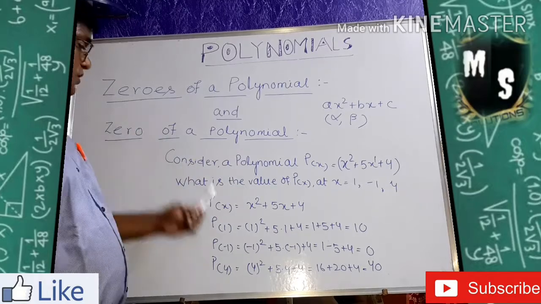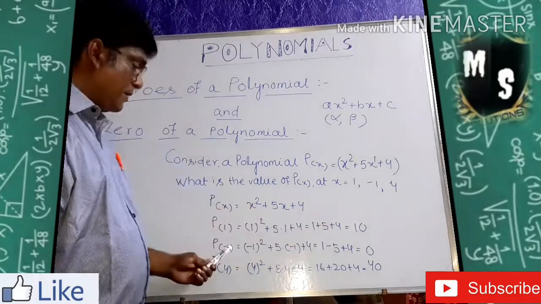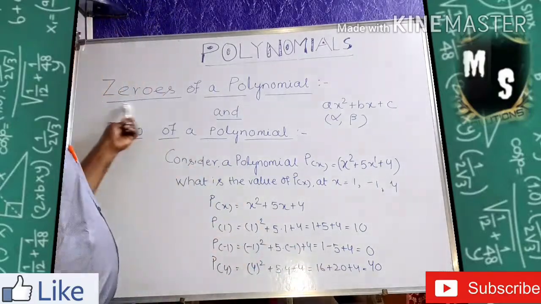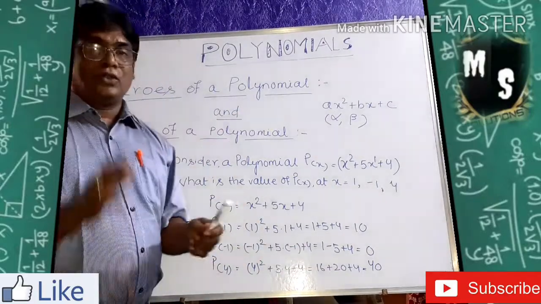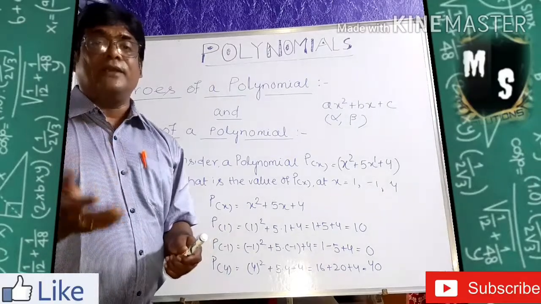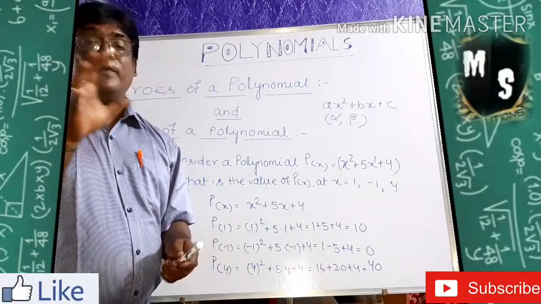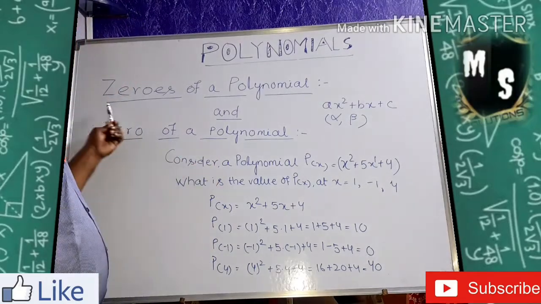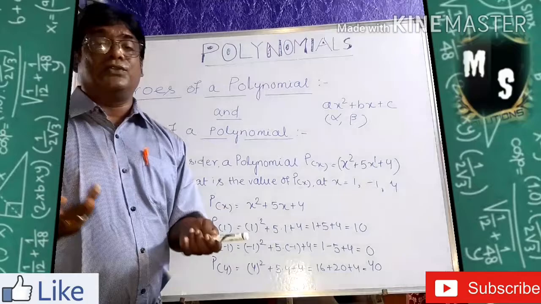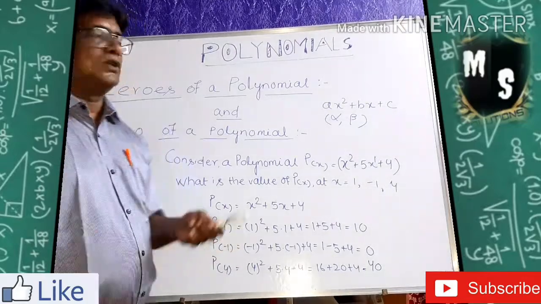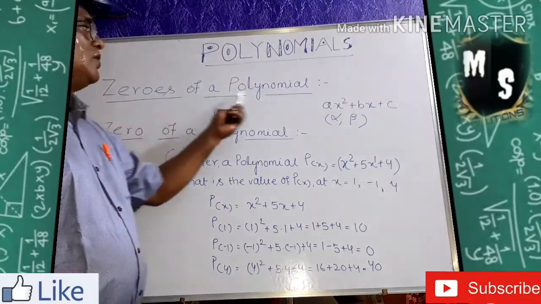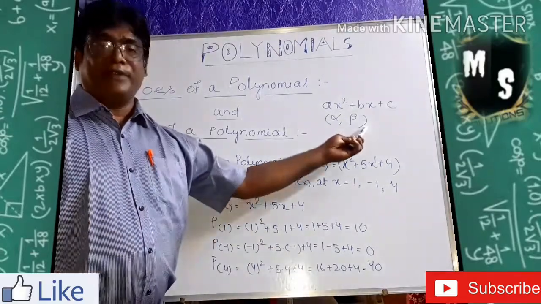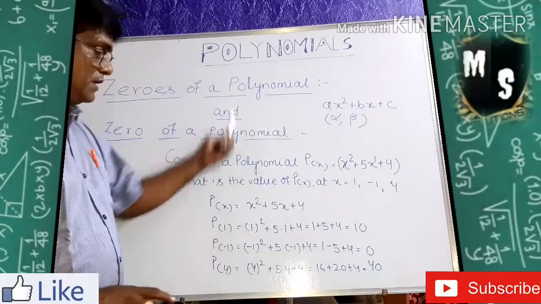And so the solutions 1, 10, minus 1, 0, 4, 40 are called the zeros of a polynomial. In general, the value at which the polynomial value becomes 0 is called the zero of a polynomial. And the solutions of a polynomial, how many solutions? 2 solutions. So the 2 solutions are called the zeros of a polynomial. Mainly they take the solutions as alpha and beta. I hope you understood this part.